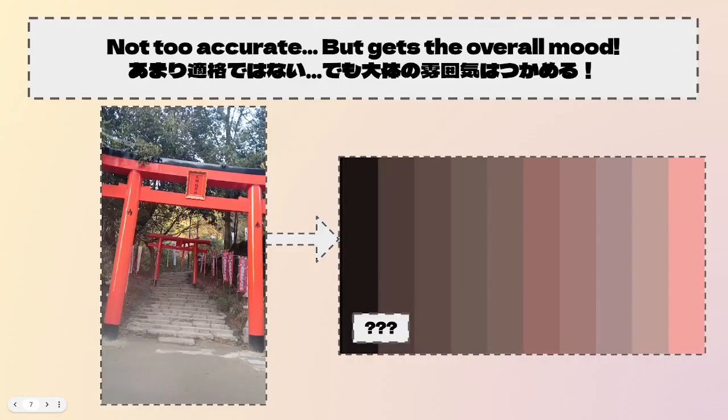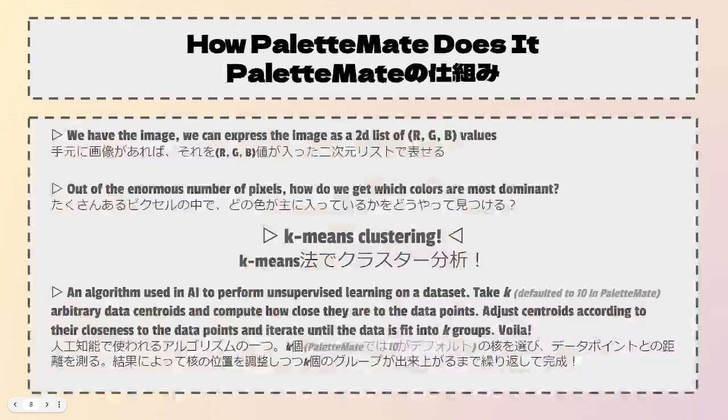And, well, it is not always so accurate. It gets the overall mood right. But, for example, in this picture, there should be a vivid red that is not reflected in the palette, but it does get the overall idea correctly most of the time.